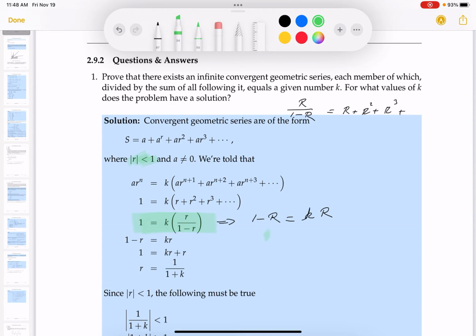Sorry about that. Let me get my eraser again. So 1 would equal KR plus R. And again, I know something about R, so I'm really trying to figure this out now. So R times (K plus 1), which would be 1 over K plus 1 equals R.